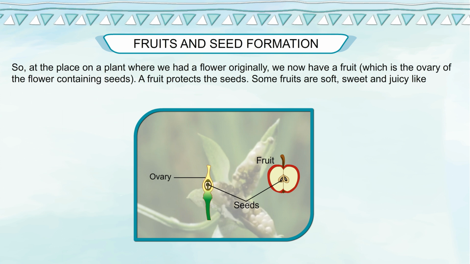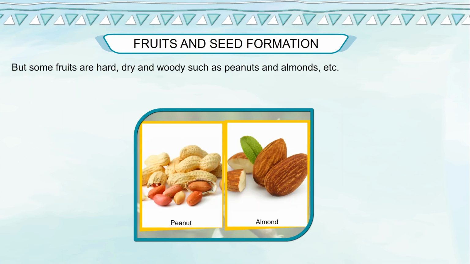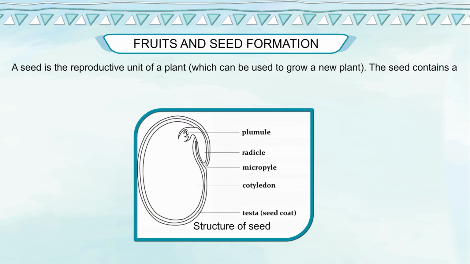A fruit protects the seeds. Some fruits are soft, sweet and juicy like mangoes and oranges, but some fruits are hard, dry and woody such as peanuts and almonds, etc. A seed is the reproductive unit of a plant which can be used to grow a new plant.